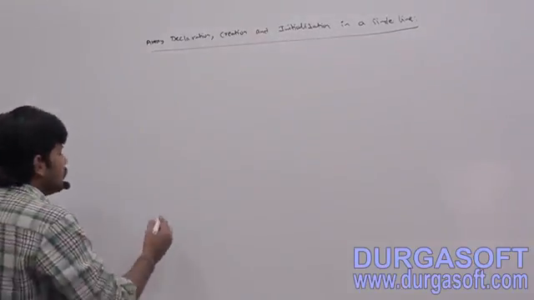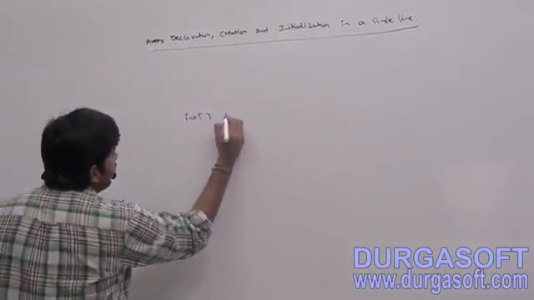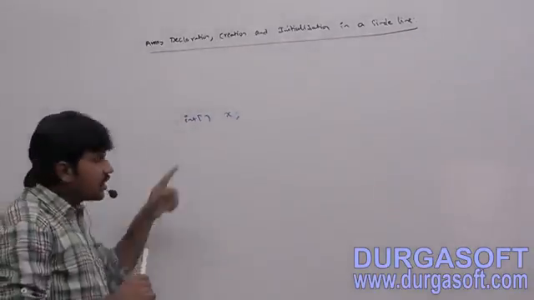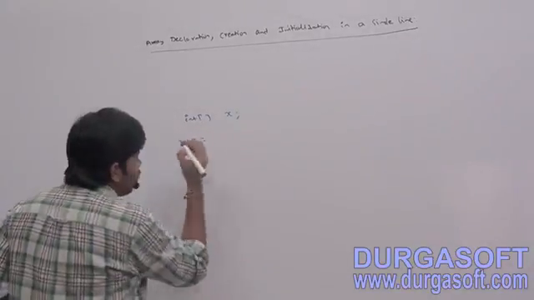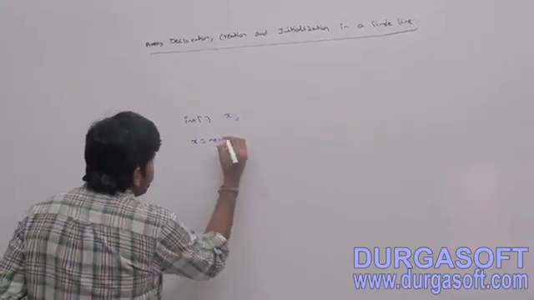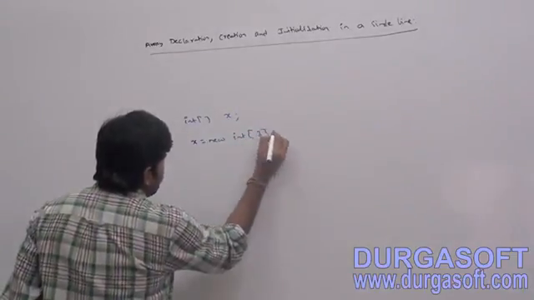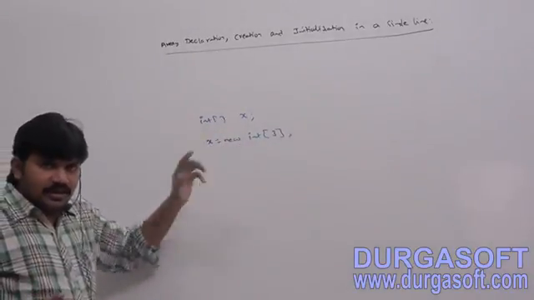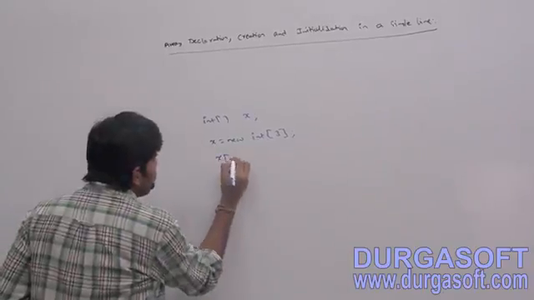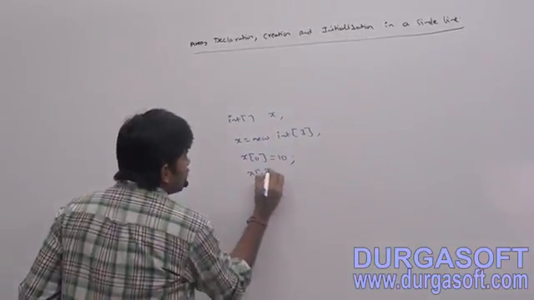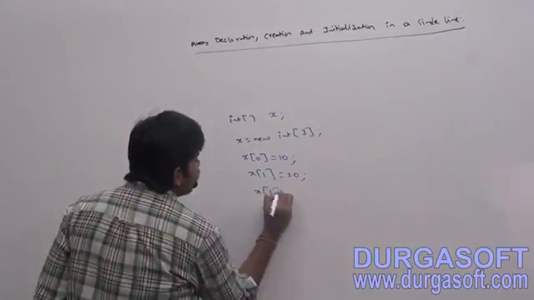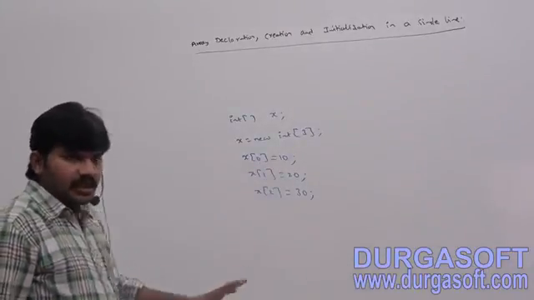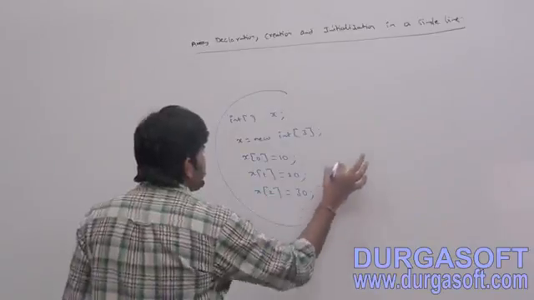Best example, just observe. I am taking int array x. Can you tell what I am doing? Just I am declaring an array. Then x is equal to new int array of 3. In the first line, declared. Second line, created. And then x of 0 is equal to 10, x of 1 is equal to 20, x of 2 is equal to 30. Are you getting it? 10, 20, 30. What I did is initialization.